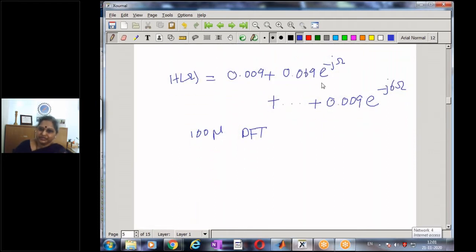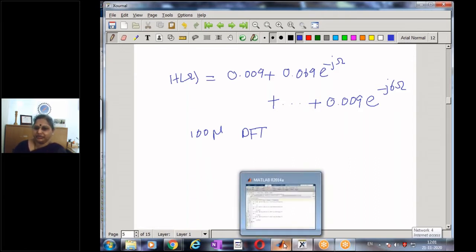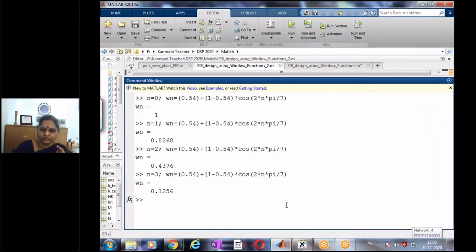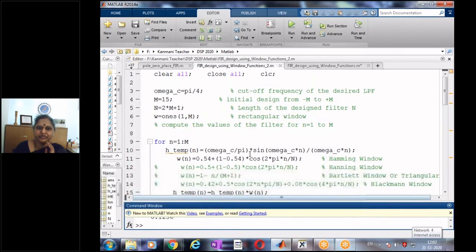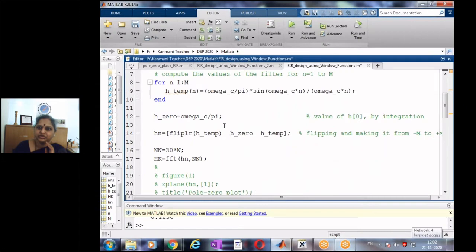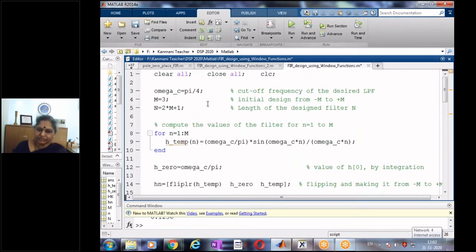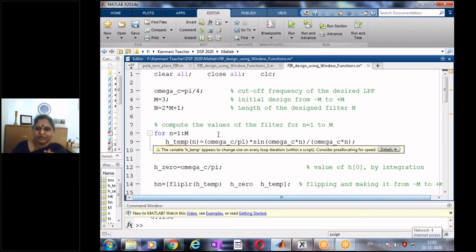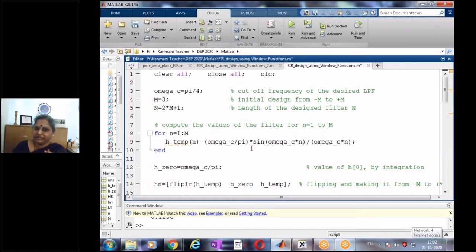Since computing the frequency response manually becomes difficult, let's take the help of MATLAB for the same problem and see whether the overshoot is absent. Now we have the same program that we had taken yesterday. Omega c is pi by 4, I retain it. My M is 3. Then I'm computing my coefficients, omega c by pi, sine n omega c by n omega c.